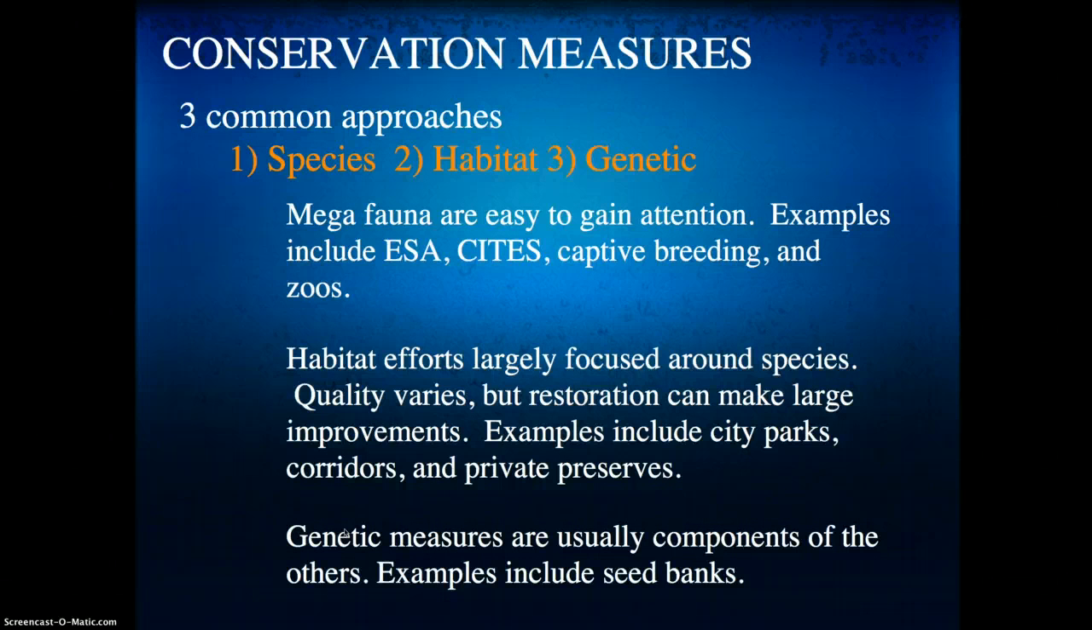And genetic measures are usually components of the other two, but we have things like seed banks and some of our zoo efforts that are keeping the genetic instructions on file. One question is, what good does that do if you have genetic information on file, but you aren't really protecting the habitat that is required for those species?